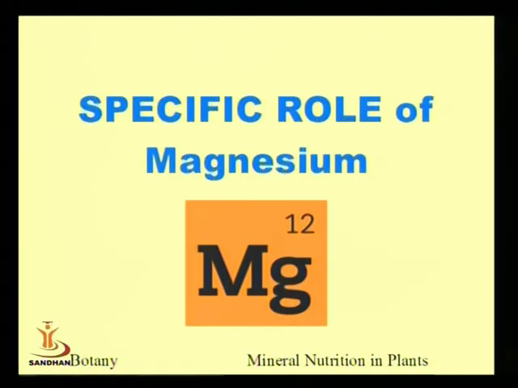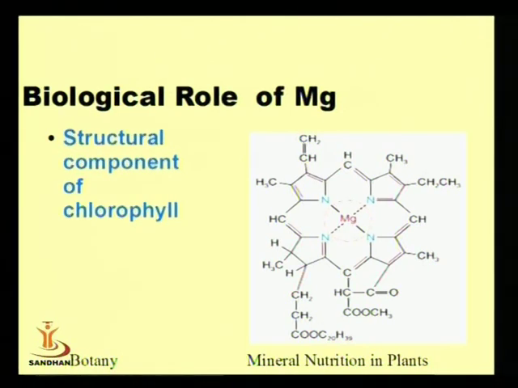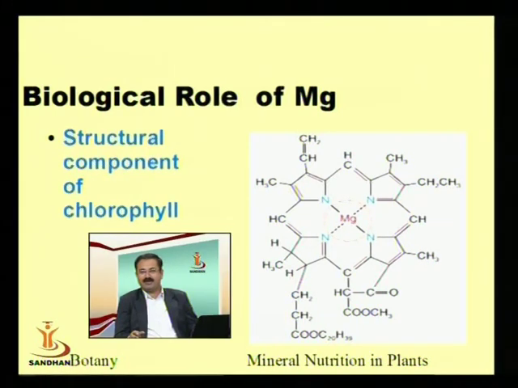Then the next important element is magnesium, and it has a biological role which is very essential as a structural component of chlorophyll. Chlorophyll has a phytyl chain and pyrrole ring, and at the center of the ring is magnesium. Without that, chlorophyll will not be there, and without chlorophyll the plant cannot survive, and if the plant does not survive, there will not be life on earth.